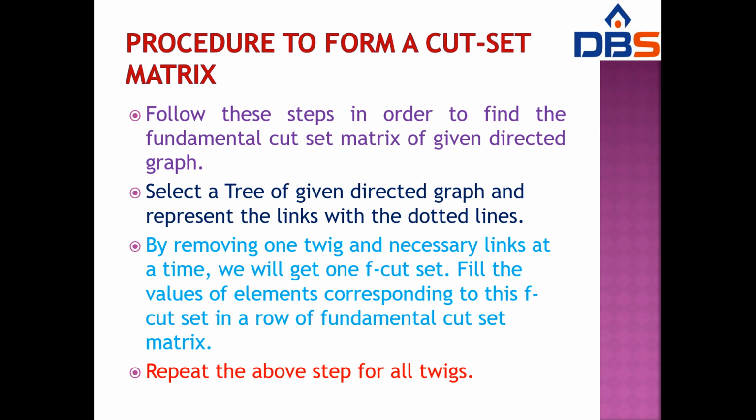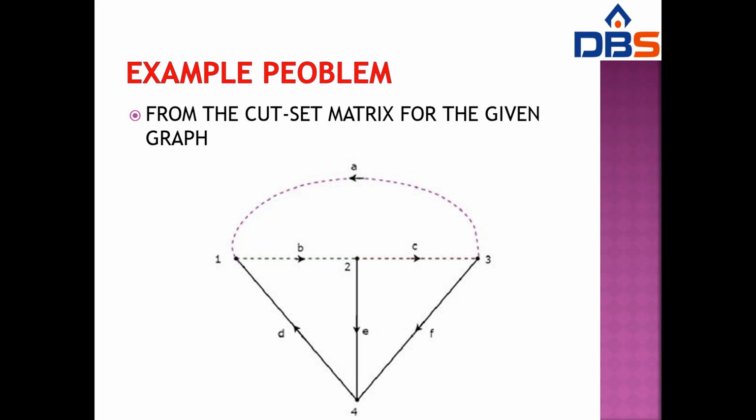But that will be cut from the graph. Only one link and only one twig, that is a tree branch, and the number of links must be there, but that part will be cut. Repeat the above steps for all tree branches.